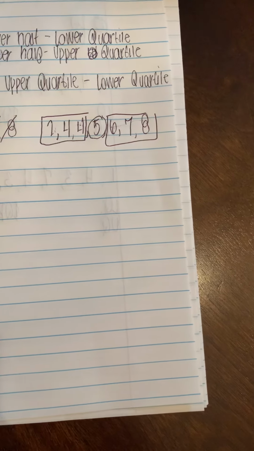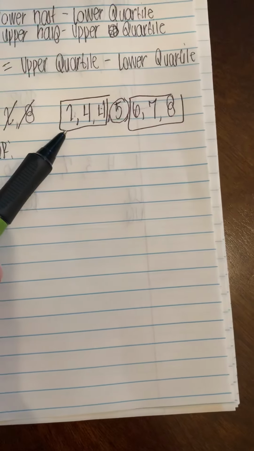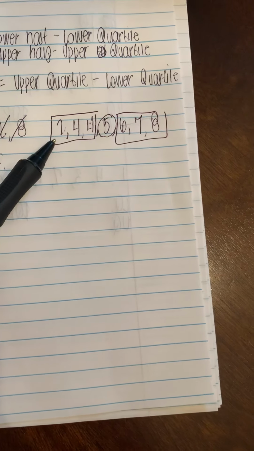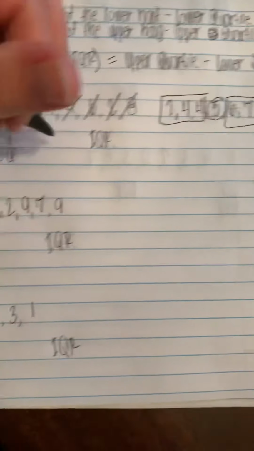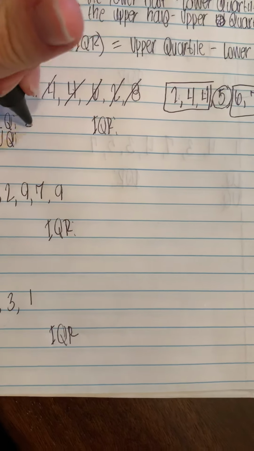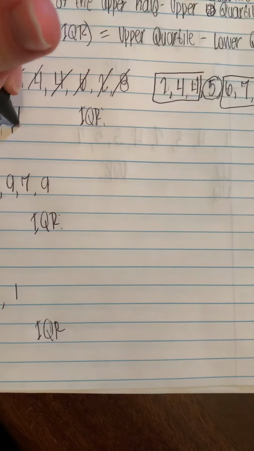When I am finding the lower quartile, which I'm going to abbreviate LQ, I am finding the median of the lower half of the data. So the middle number here is going to be 4. So the lower quartile is going to be 4. The upper quartile, I'm looking for the middle number here. That's going to be 7. So the upper quartile is 7.